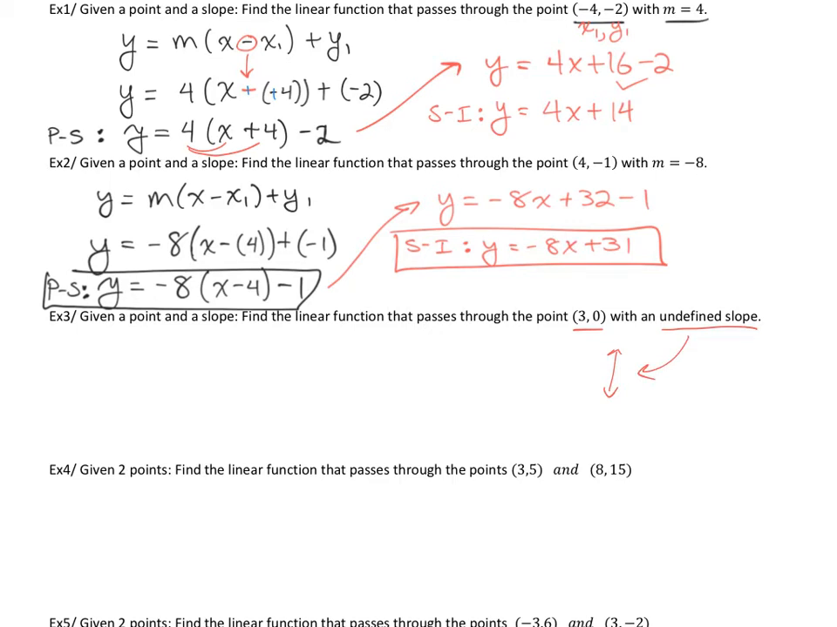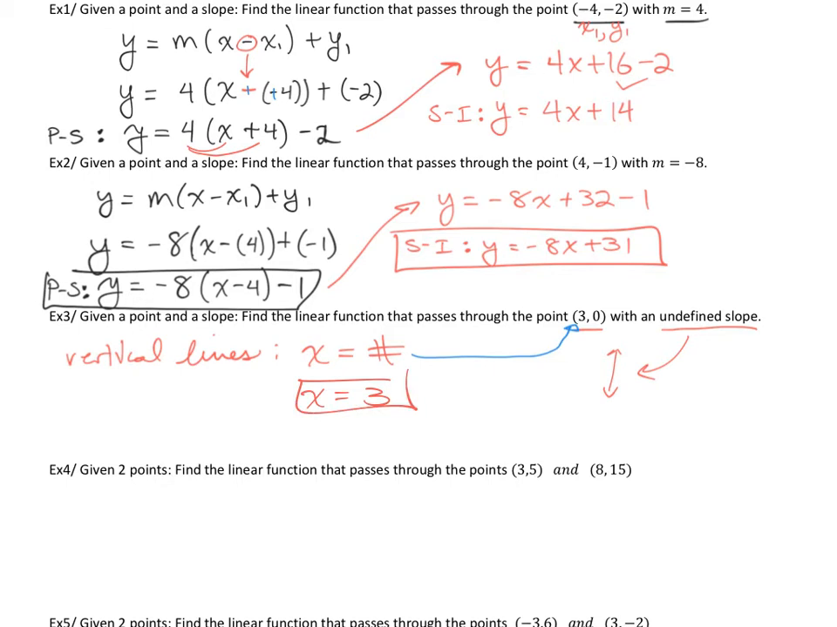And what that means is if you have a vertical line, vertical lines have the equation x equals some number. And it's very easy to know what number that is. If you come over here and look at the ordered pair, the x coordinate, since we're looking for x equals some number, the x coordinate is 3. That means the equation of this line will be x equals 3.